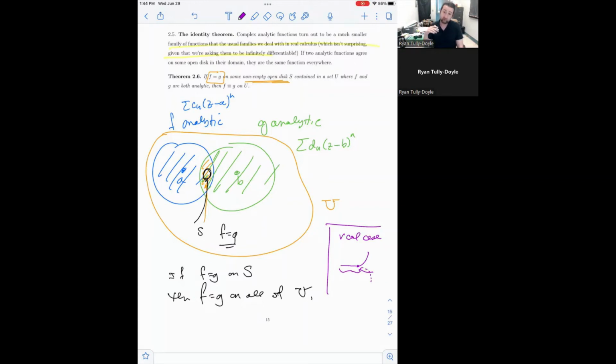It's an enormously useful idea. And again, what it's supposed to indicate to you is how few complex analytic functions there are in comparison with the functions of calculus, which are continuous functions, and of course can agree on any number of sets and not be the same function.